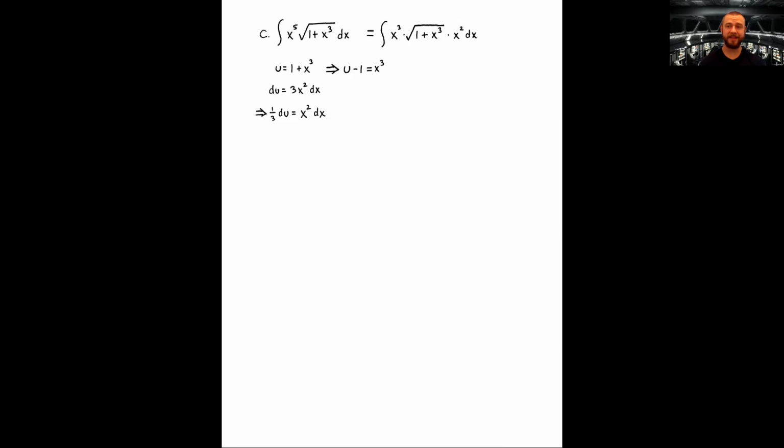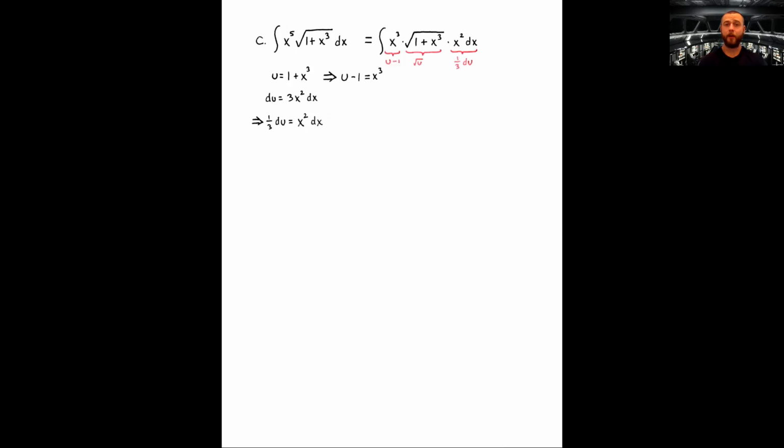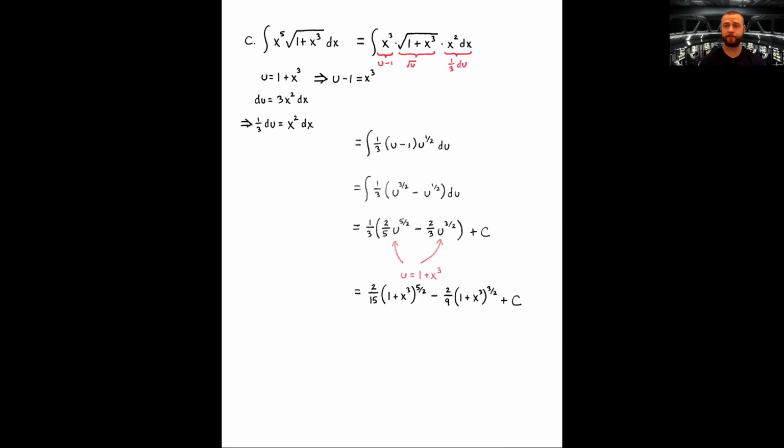That factor in front in the integral, x cubed, which we got by splitting up x to the 5th, we can express as u minus 1, manipulating the substitution. So if we use a combination of manipulating the substitution and manipulating the differential, we can rewrite all these pieces in order. x cubed converts to u minus 1, the square root converts to square root of u, and x squared dx converts to 1/3 du. Definitely tricky since it involves a little bit of everything, but it's enough for us to complete the problem.